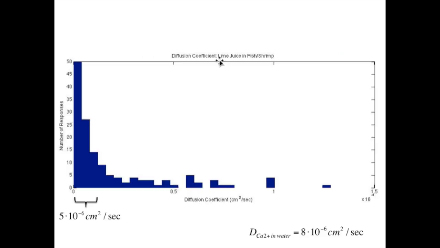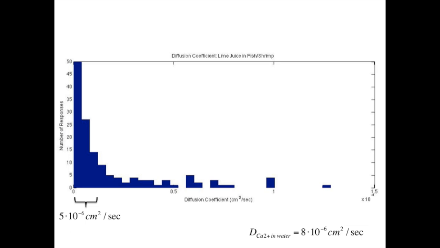So here's the diffusion coefficient of lime juice in fish or shrimp. And just like before, on the x-axis is the diffusion coefficient. And this is a little bit unclear. The max here is 1.5 times 10 to the negative 4. So as a class, we more or less agreed that the diffusion coefficient is somewhere on the order of 5 or so, times 10 to the negative 6 centimeters squared per second.